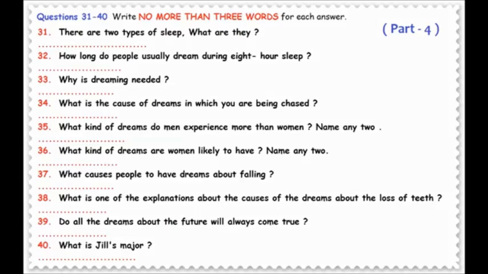The cycle is repeated several times throughout the night. Do you know how long people usually dream during 8-hour sleep? For about 1.5 hours on average, so we need active sleep because dreaming helps us to rest our minds. I see. All people experience dream cycles. Can you remember dreams? What did you dream last night?